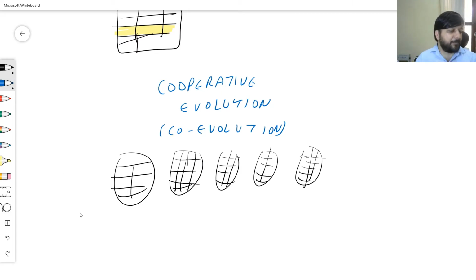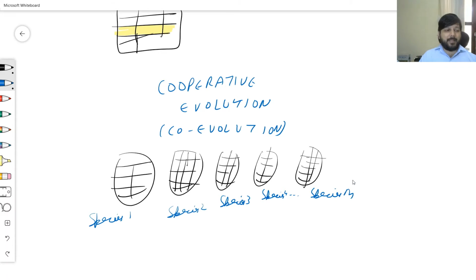So this becomes my species 1, that's my species 2, that's my species 3, all the way up to species n. And I've got representatives of all of them, some representatives, so let's say as of now 1.